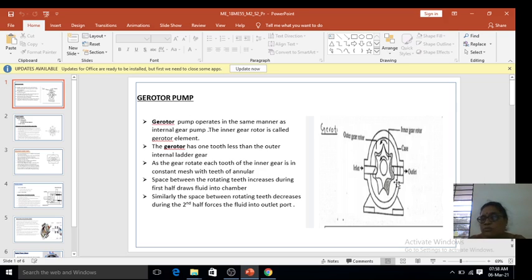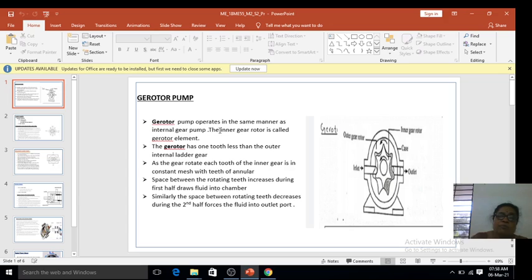In the G-rotor motor pump, you can observe from the figure that it consists of an inlet and an outlet. This is the pump casing, that is the inner gear rotor, and the other one is the outer gear rotor.